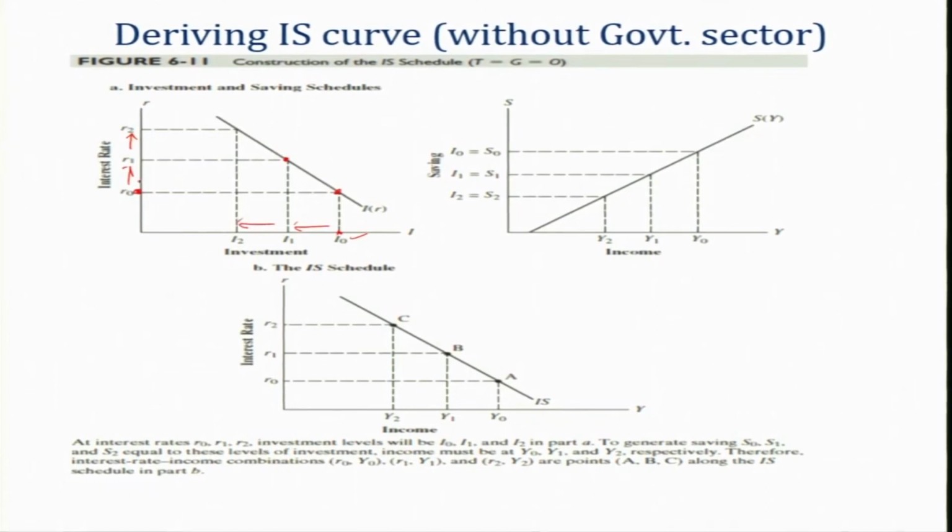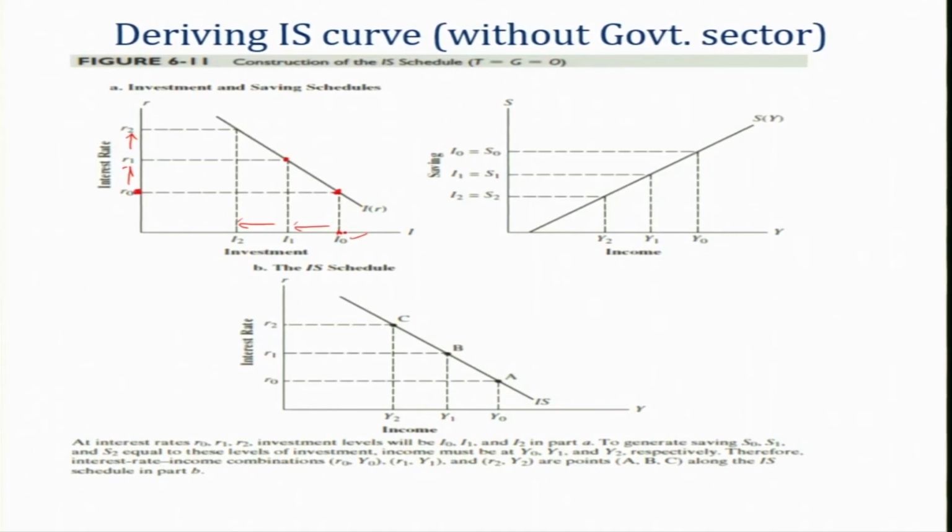Now let us consider the first case, the initial position of R0. When the rate of interest is R0, you can see that investment is I0, and the point here is that in order to finance this much investment, what is the source of investment?